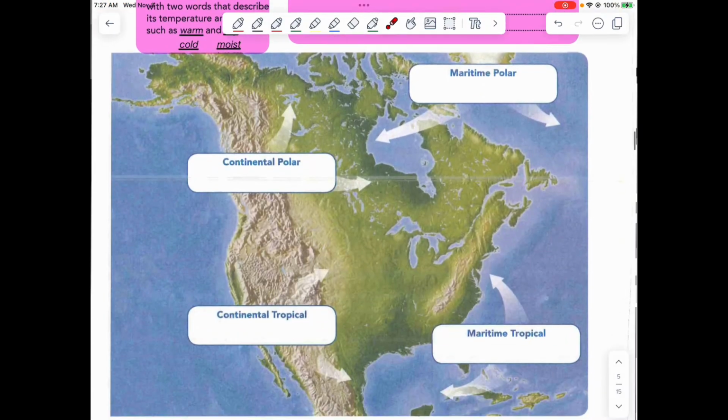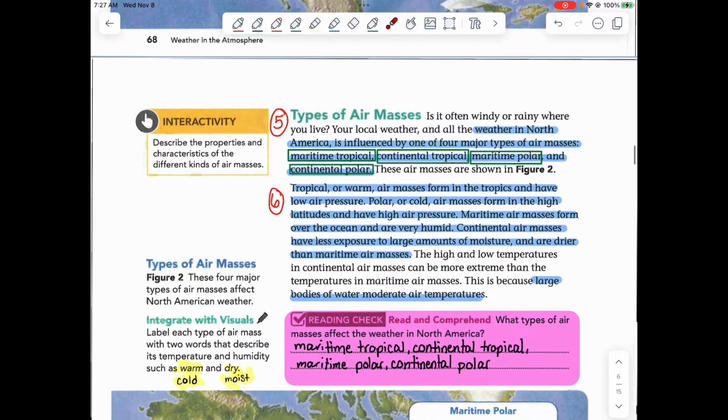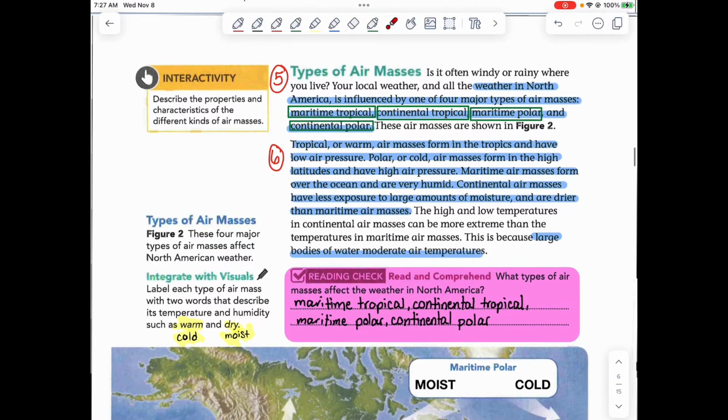So in paragraph 5, I did something a little different. First, I did highlight in blue. So paragraph 5 is talking about types of air masses. So I'm looking for big ideas that talk about types of air masses. And I highlighted that weather in North America, which is where we live, is influenced by one of 4 major types of air masses. So I thought this was really important.